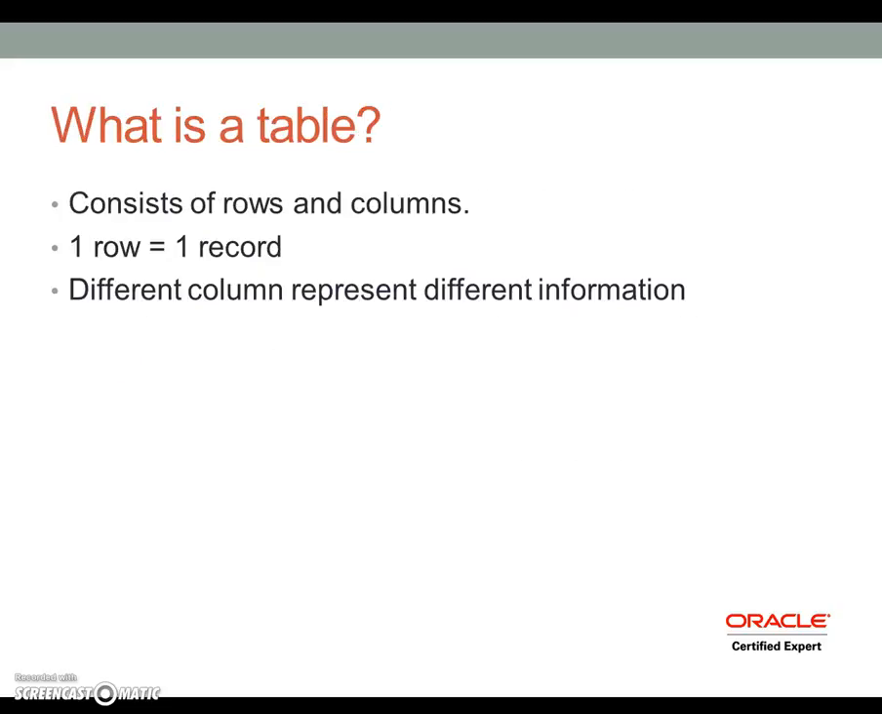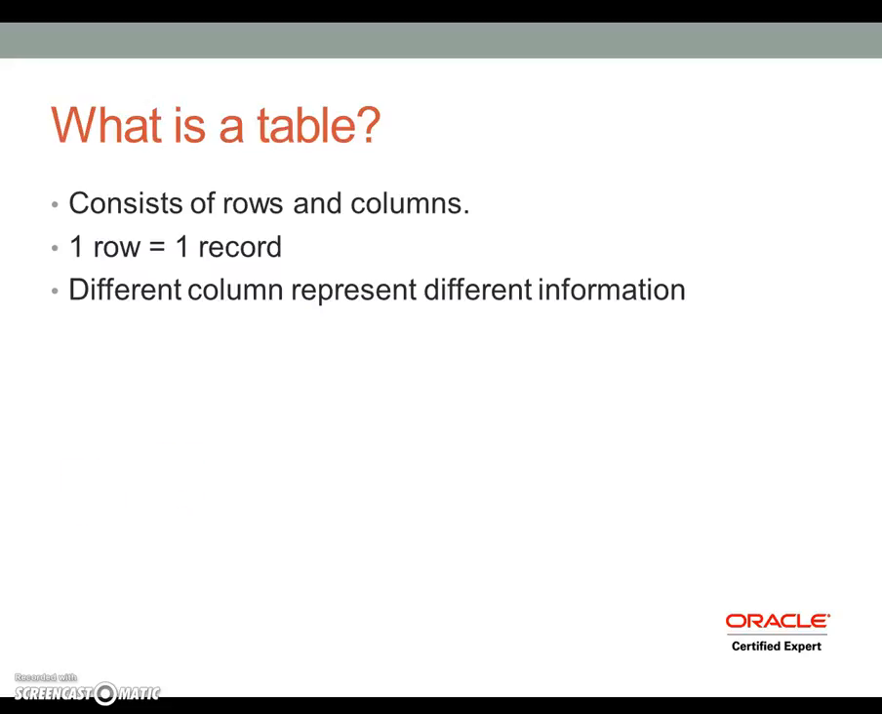So let's go back to our database world. What is a table? A table is simply something that consists of columns and rows. Different columns in a database table represent different kinds of information for the same record. One row is one record.